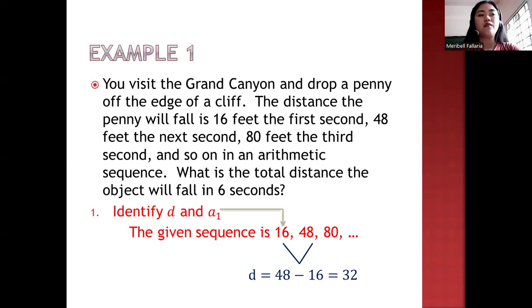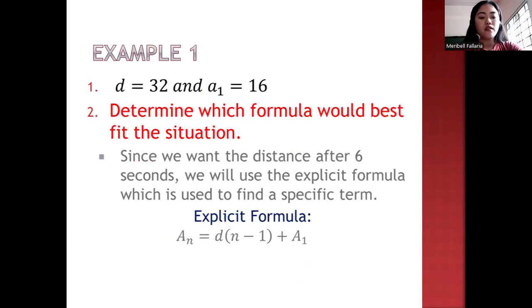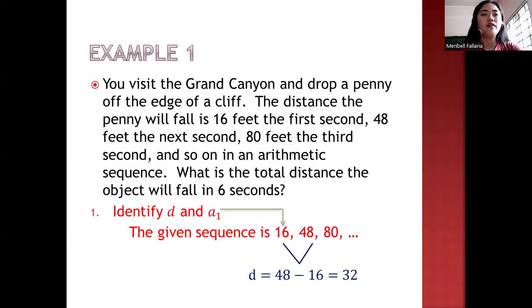Step 1: identify the value of the common difference and the first term. Given the sequence 16, 48, 80. How are we going to get the common difference? We choose a term and then subtract the previous term. Here, we choose 48 minus 16, which is equal to 32. So the common difference here is 32. And a sub 1, the first term, is 16.